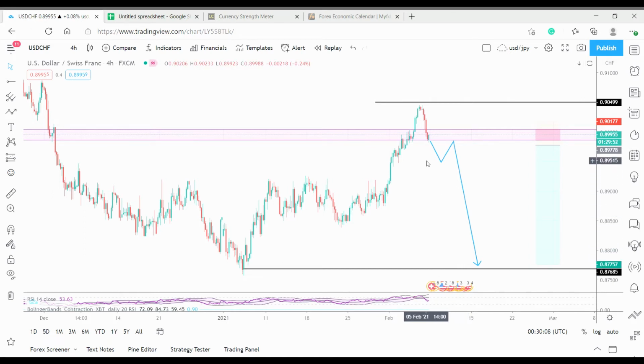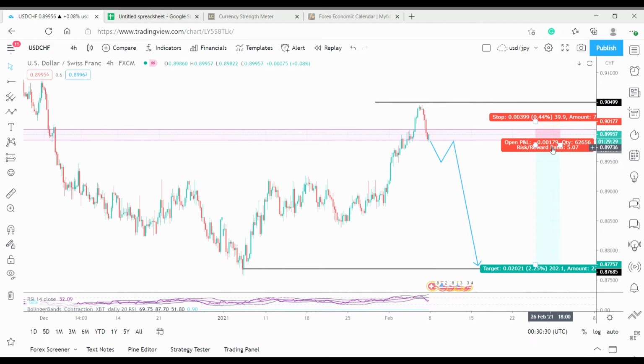Well, I doubt that this pair will head back up at this point, but if it does, then we should definitely stay away from this trade, as it's going to be against the trend, and that's the number one rule that you learn in Forex: never go against the trend. So with that, the risk to reward, if we go short, should be looking something like this. So that's what we should be looking at.